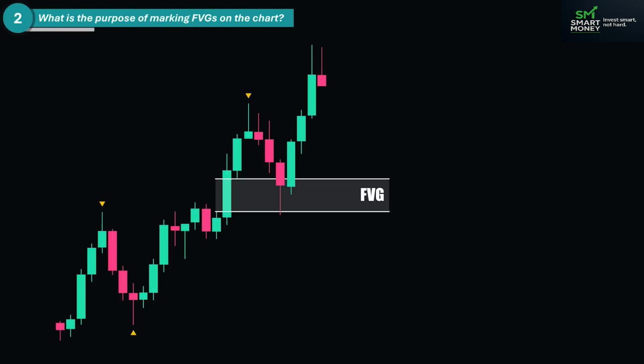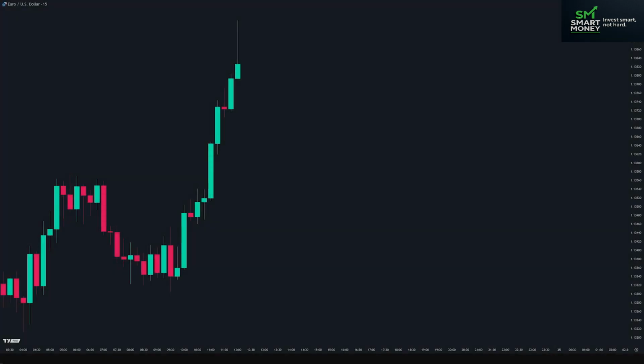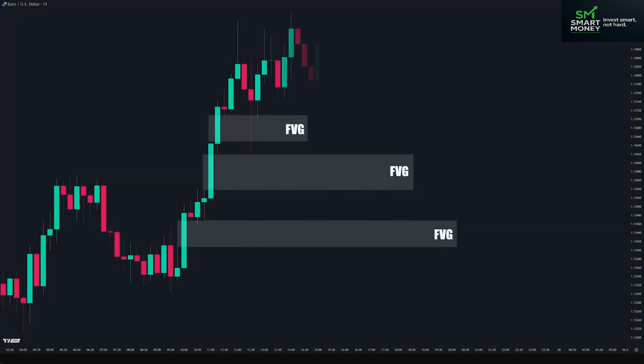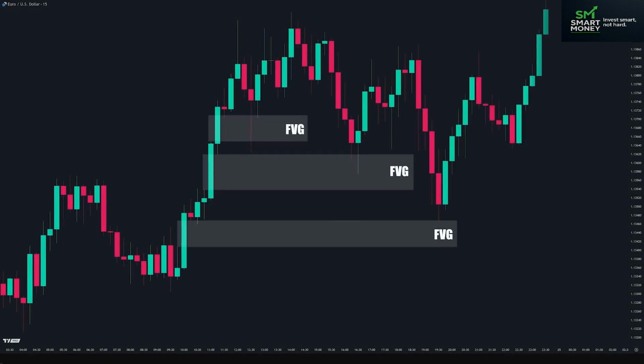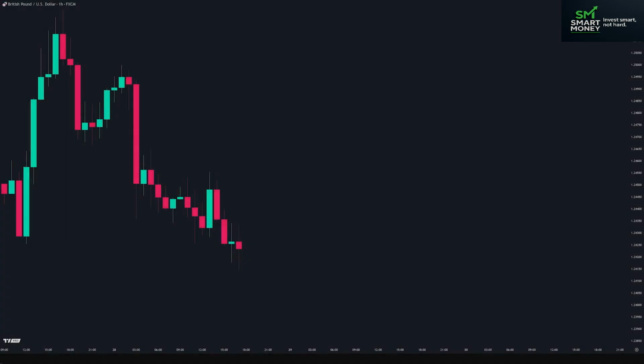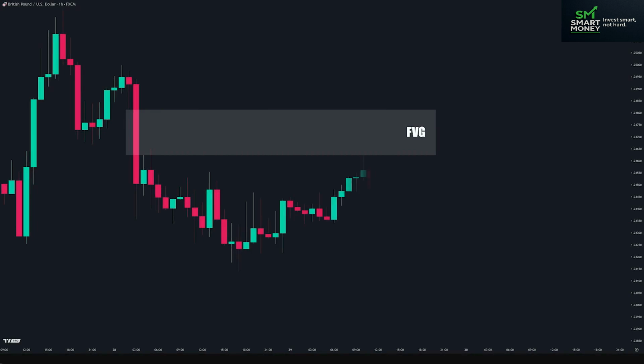Here on the euro-dollar 15-minute chart, notice how many times the price returned to the fair value gaps before continuing in the same bullish trend. This repeated retest of the zone suggests that the market is filling the imbalance before resuming its upward movement. Here on the pound-dollar 1-hour chart, the price returns to mitigate the bearish FVG created during the Asian session and then continues pushing downward. This rejection shows that the FVG acts as a supply area where the selling orders are located.